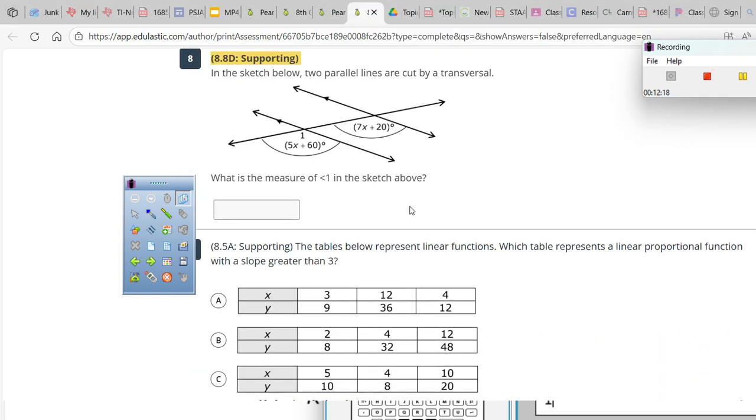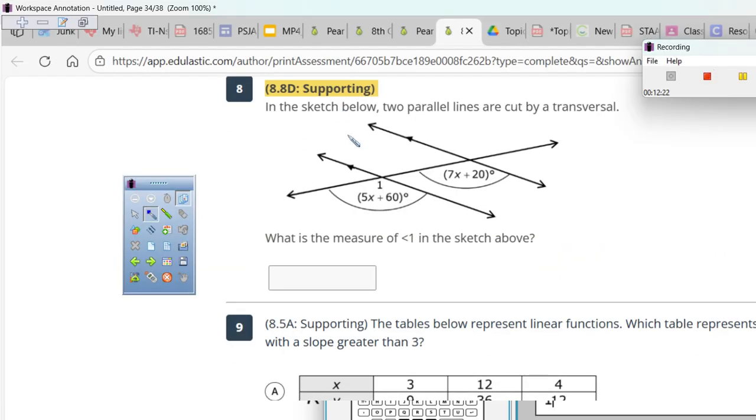Okay, these are pretty good. Parallel lines. These angles are the big angles, and they're equal to each other. We want to find the measure of angle 1. Since this angle is equal to that angle, I have an equation: 5x plus 60 is equal to 7x plus 20. I know those two things are equal. So we get the calculator.